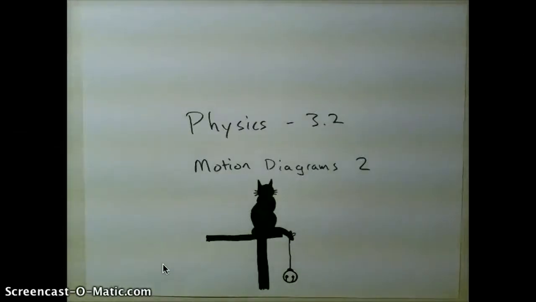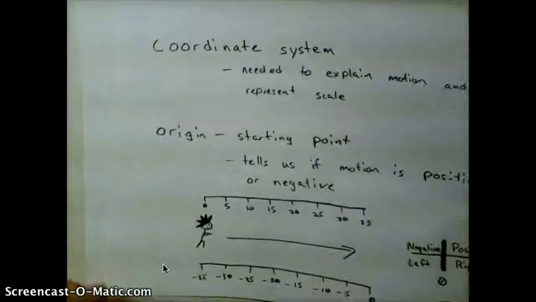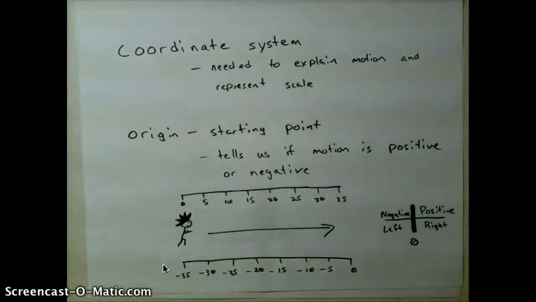Today's notes are about motion diagrams again. We're just elaborating on what the last video actually was mentioning. In the last video we looked at particle diagrams, so representing an object moving as dots in a direction. We're going to add to that by adding a coordinate system.